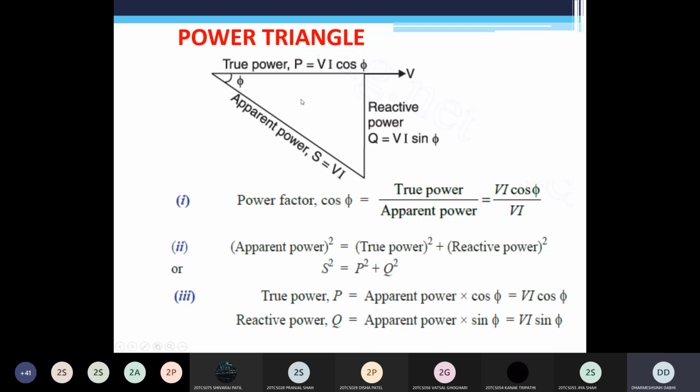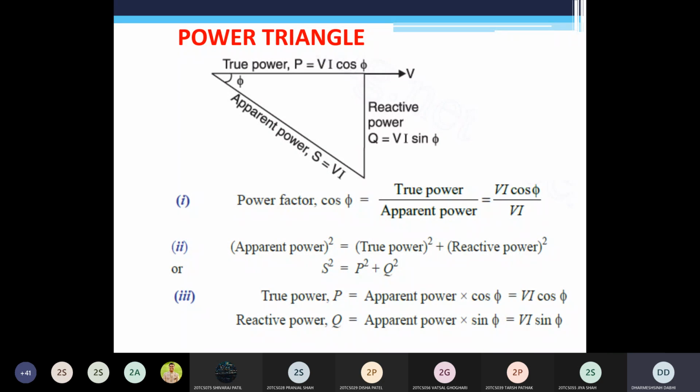Clear? So when your power factor is maximum, meaning cos phi is equal to 1, which is possible when your phi is 0, it means the angle between true power and apparent power is 0. In that case, what will happen? Your reactive power component is 0. It means whatever total supply power you give to the circuit, that power does the useful work. Your apparent power is equal to your true power. Yes or no? Yes. So there is no loss of power in your circuit. Whatever power you give to the circuit, all of it does the useful work.